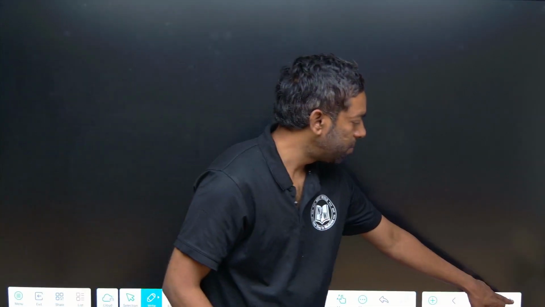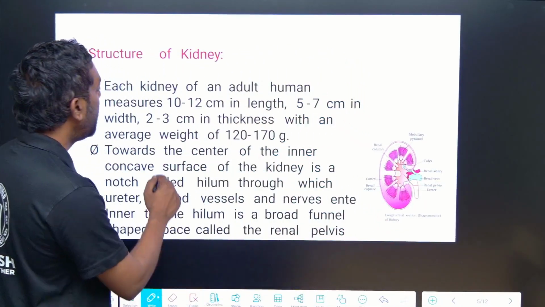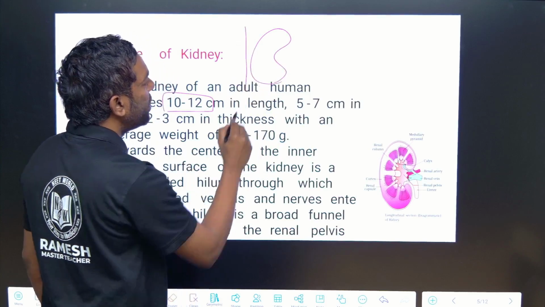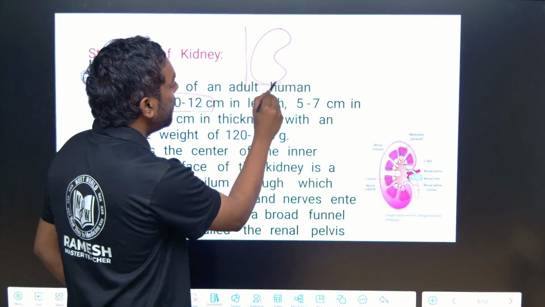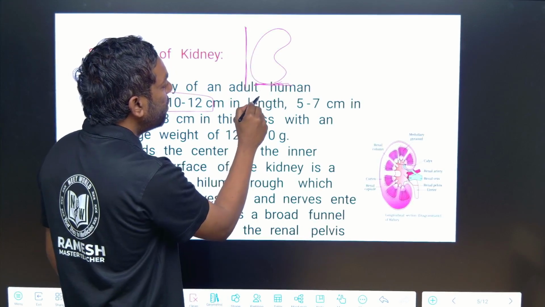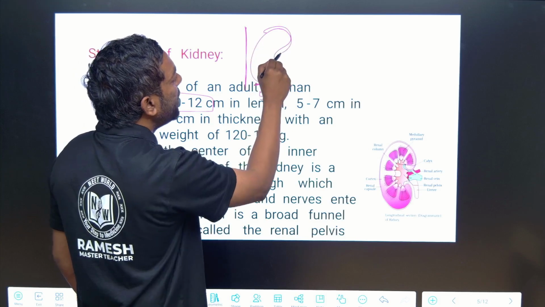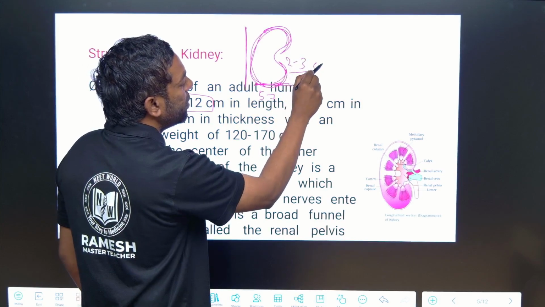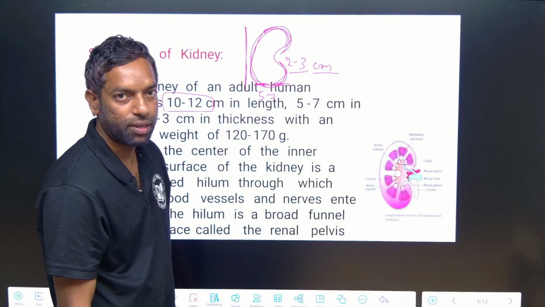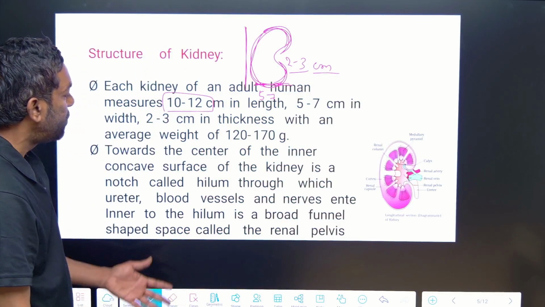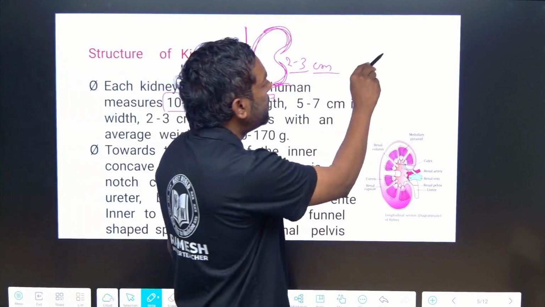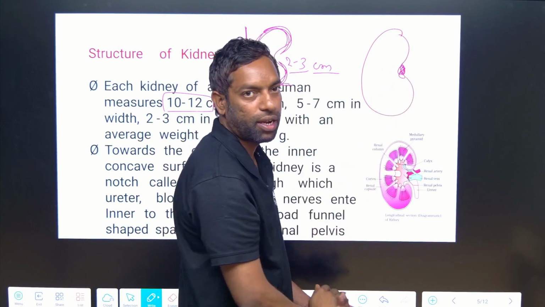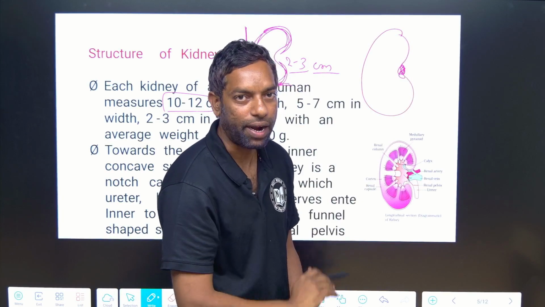Next one. The length of the kidney is 12 centimeters. The width is 5 to 7 centimeters, and the thickness of the kidney is 2 to 3 centimeters. There is a notch-like structure we call the hilus or hilum.